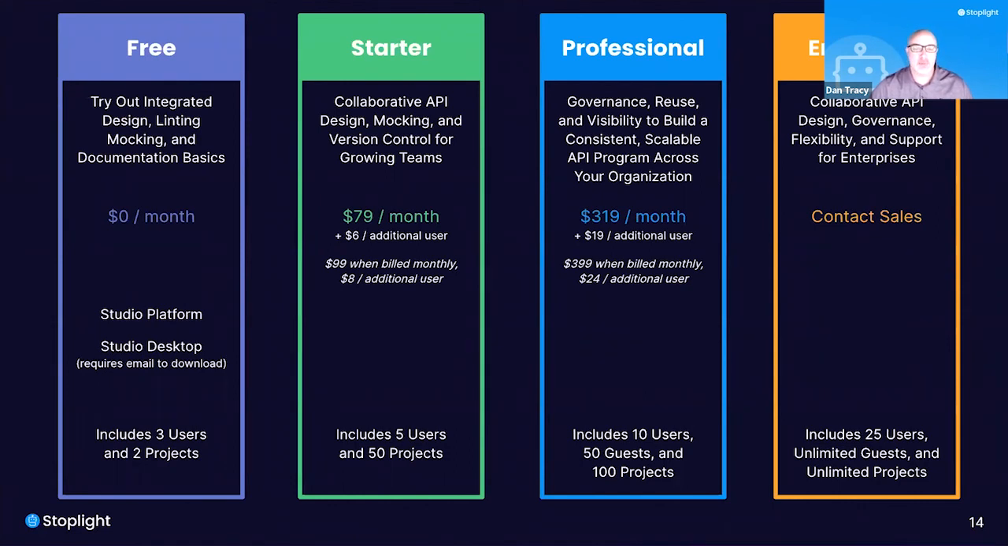Moving up to Stoplight's starter subscription plan, your subscription includes 5 users who can collaborate on up to 50 projects and unlocks the approved email domain and custom workspace domain features within your workspace. And of course, you can purchase additional individual user licenses as you need. By leveling up to Stoplight's professional subscription plan, your subscription includes 10 users on up to 100 projects. And again, you can purchase additional user licenses as you need to.